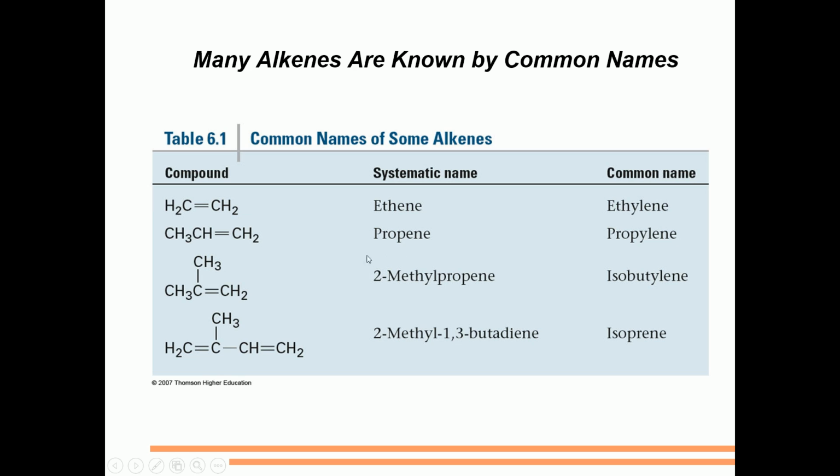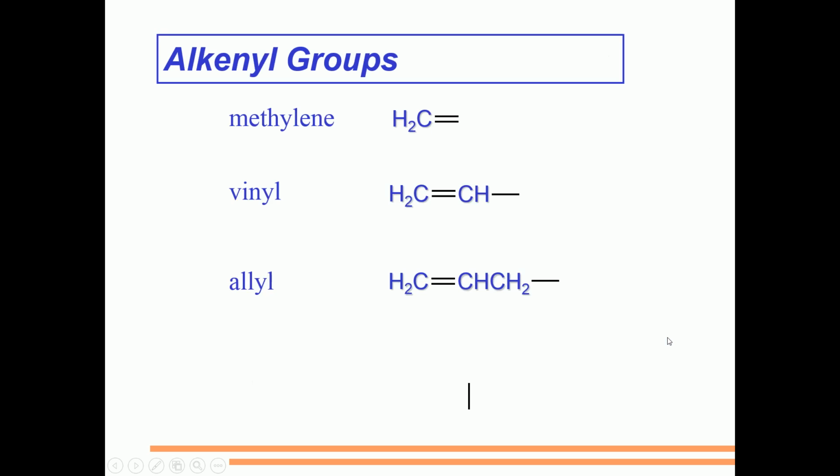There are some alkenes that are known more commonly by their common names, like ethene, propene, 2-methylpropene, 2-methyl-1,3-butadiene. These are their IUPAC names, but their common names are ethylene, propylene, isobutylene, isoprene, etc. And also, I would like you all to learn the names of these substituents by their common names: methylene, vinyl, and allyl. Okay. All right.